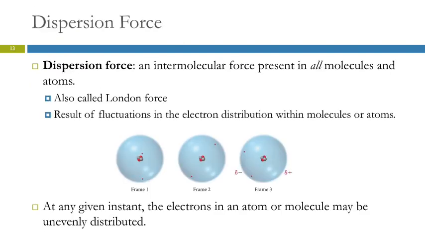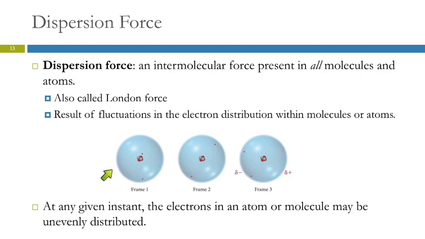So what are these forces? The first one we're going to talk about is called the dispersion force. It also has a bunch of other names. It's sometimes called the London force, or a London dispersion force, or a van der Waals force. I'm going to try to stick to dispersion force. It's also called induced dipole forces. Sorry about that, but those are all the names that I can think of. So what is this? This is an intermolecular force that is present in all molecules and atoms. Everything has dispersion forces. And these come about by fluctuations in electron distributions.